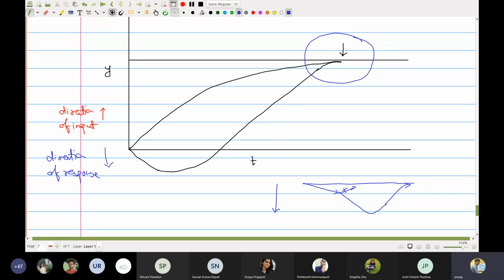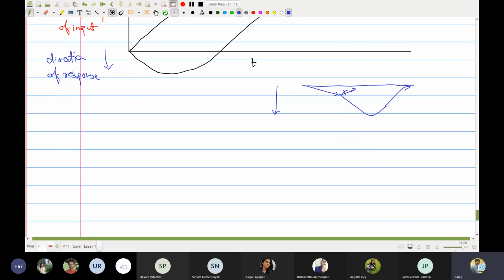So therefore, you need to be very careful when you get a response or when you get your transfer function which looks like this, and such systems are called inverse response systems, where the initial response of the system is in a direction which is opposite to the direction in which the input was provided.